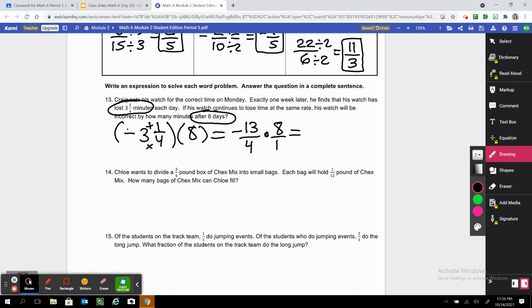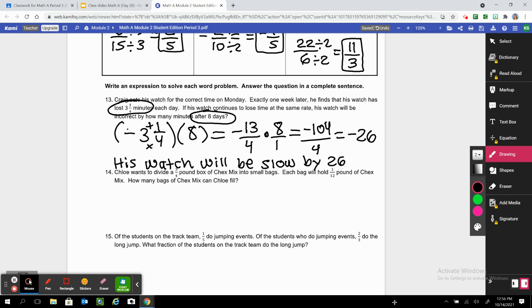So negative 13 times 8 is negative 104, and 4 times 1 is 4. And then 4 goes into 104 exactly 26 times. So this becomes negative 26. So his watch will be slow by 26 minutes. We'll write his watch will be slow by 26 minutes.